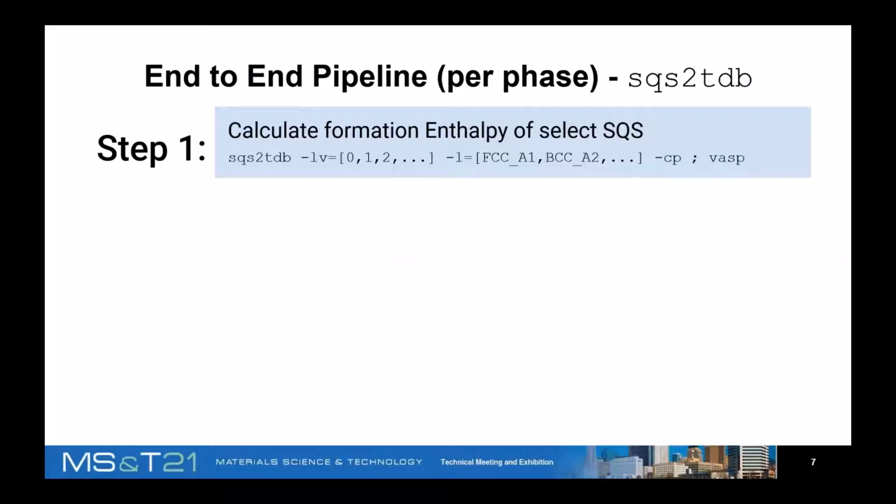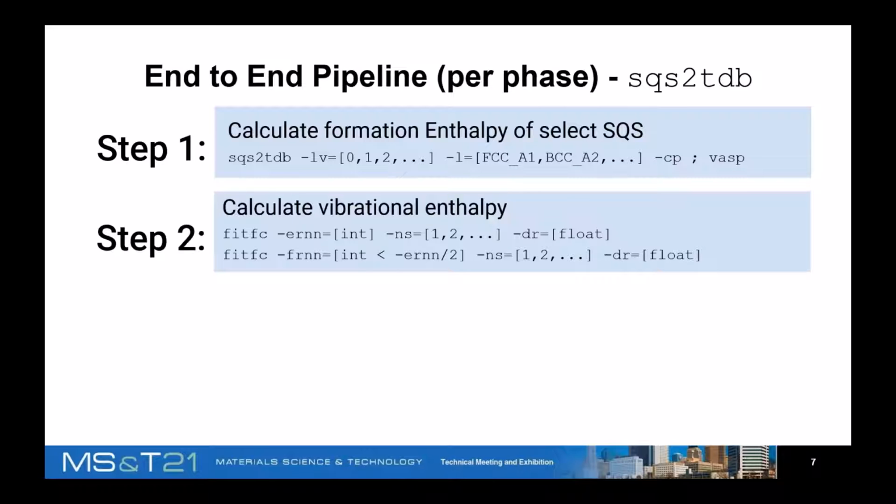Before we dive into the details of the pipeline, here is the big picture so that we have a foresight of where we are going with the steps. Step 1 is to decide the phases, the compositional grid on which we shall perform our DFT calculations that will then be fit to the CALPHAD model to find the general energy expression. In this code, the SQS to TDB, we assign the compositional grid as the levels, and the -L term denotes all the phases that we intend to include in our calculation.